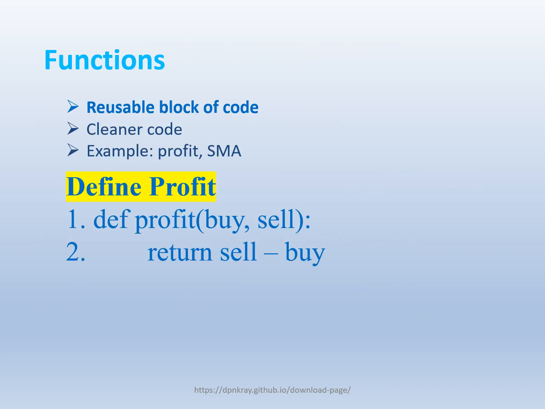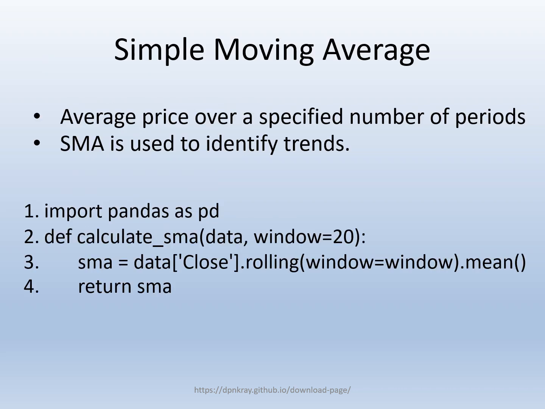Then comes function. This is a reusable block of code. It makes the program clean and readable. An example of this function can be profit and SMA. I have defined here a profit function with the keyword def, then name profit with 2 arguments, buy and sell. So it will always return sell minus buy. Then SMA, simple moving average. Average price over a specified number of periods. SMA is used to identify trend.